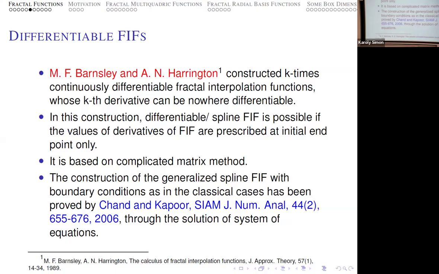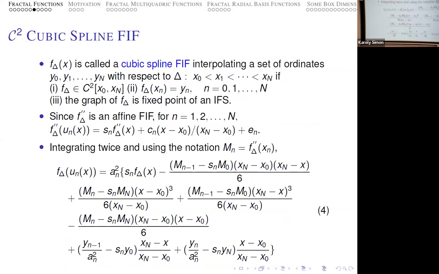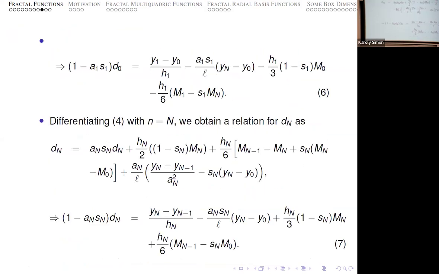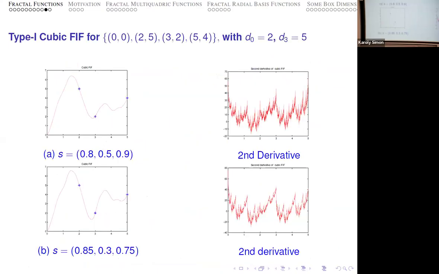So we gave that idea. In the latter part of my talk, we need fractal functions whose derivative is irregular. So that's why I just gave this construction. So one can construct fractal functions. This is a smooth fractal function. This is a twice differentiable fractal function. But if you see the second derivative, it is very irregular. So this is a spline fractal function.